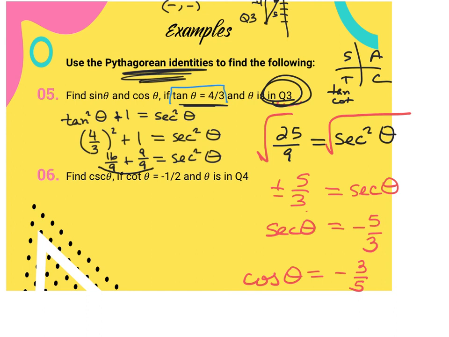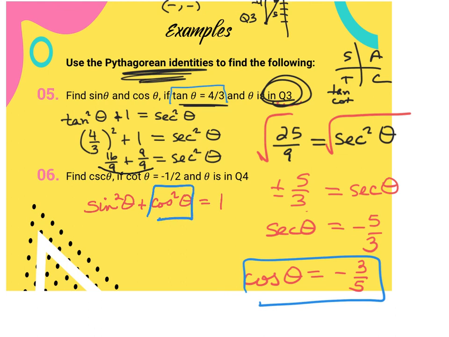Now I need to find sine. I got to go back and get another identity. I'm going to be doing sine squared theta plus cosine squared theta equals 1. Because I just found cosine, I can put that in here, and the thing they're asking me to find is sine. So now once I solve that, I've got my second answer. So I'm solving for sine squared theta. I'm going to replace cosine with what I just found, but I got to square it.